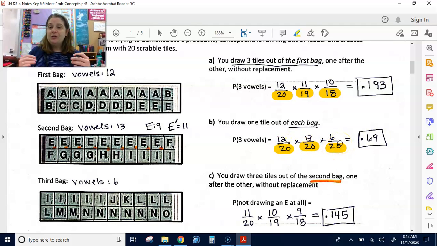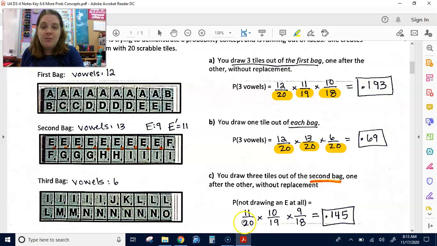So the probability in the first is 12 out of 20, and in the second there are 13 out of 20, and in the third there are 6 out of 20. So 12 out of 20 times 13 out of 20 times 6 out of 20, that's going to be 69%.